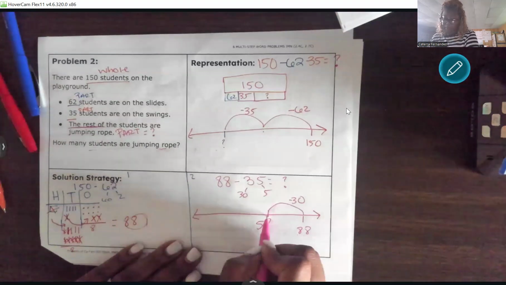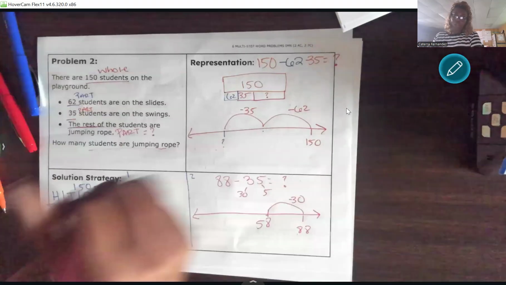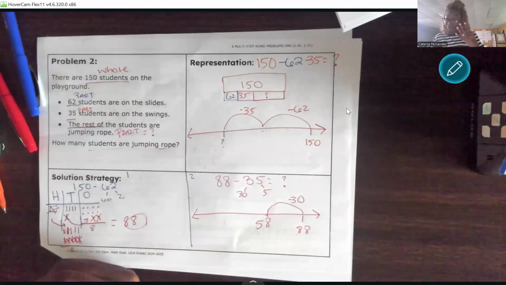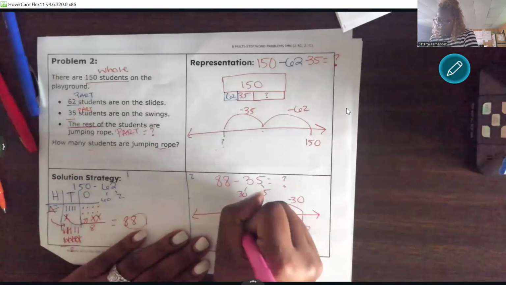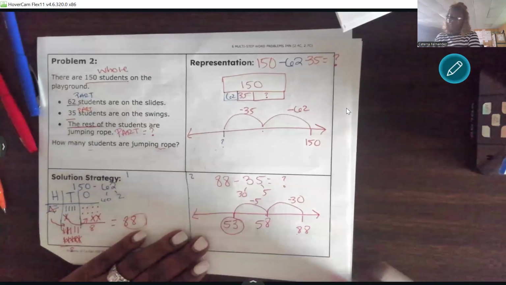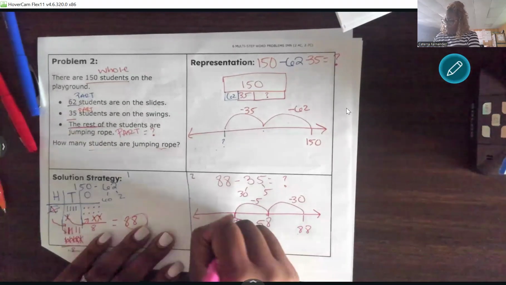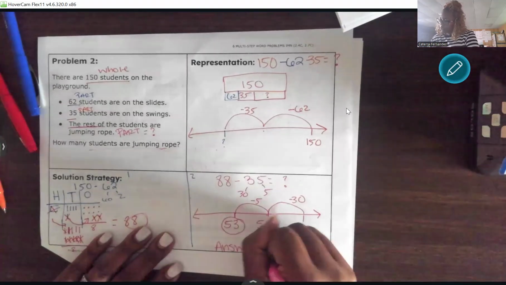And then I must subtract my 5 ones. Some of them can do all of it. Some of them need to break it down by hopping 1, 1, 1 until they've hopped 5 times. I'm just going to go ahead and do minus 5 and end up with my answer, 53, which I circle. I write answer at the bottom, 53.